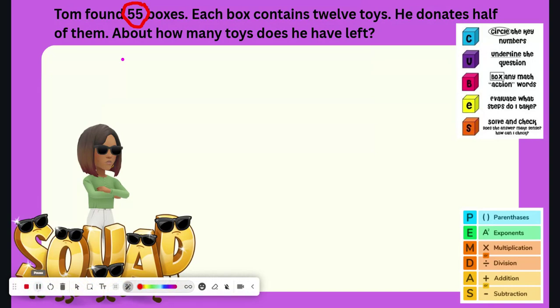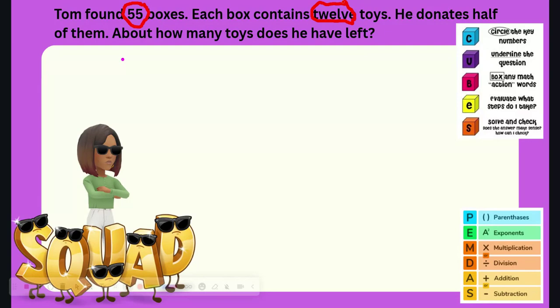Each box contains 12 toys. If you see an important number here, go ahead and write it down. If you think that the number 12 is important, I am going to circle it because I think it is important as well. So let's circle 12 and you write it down.